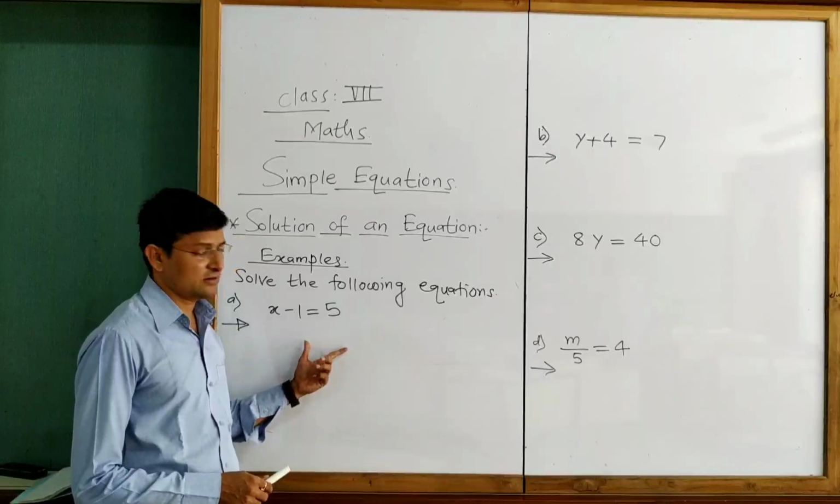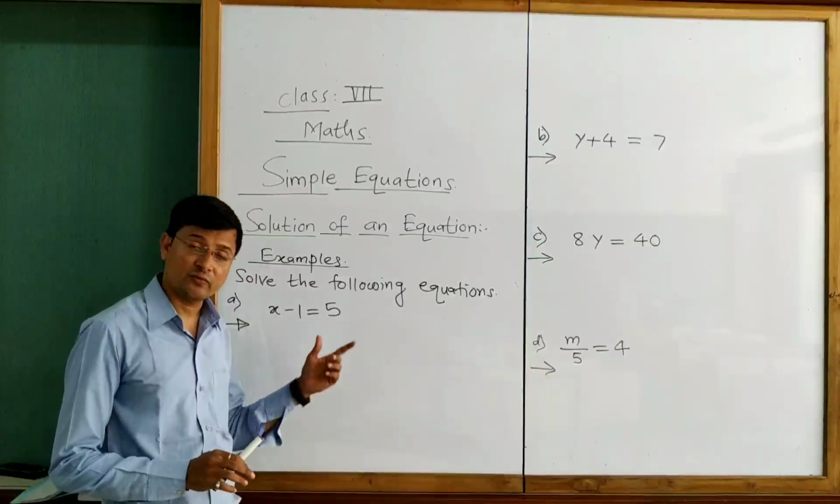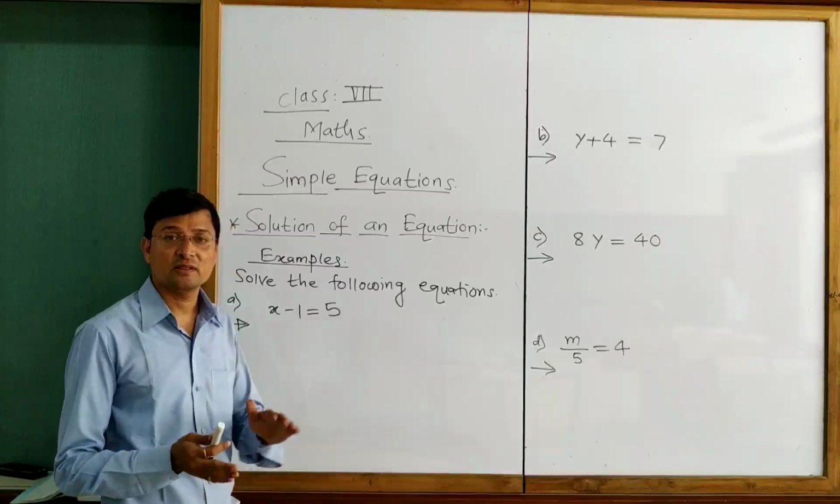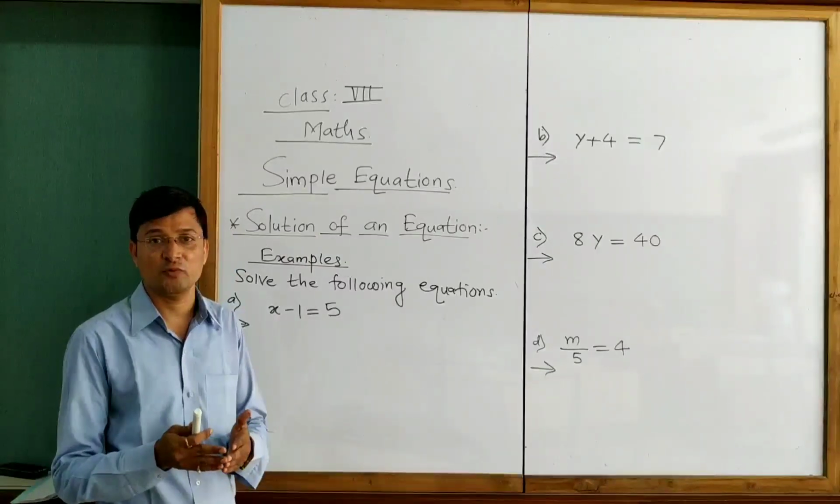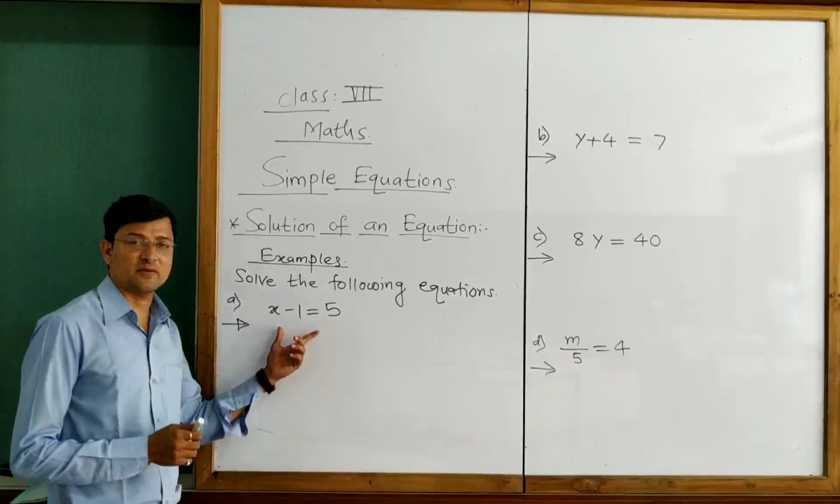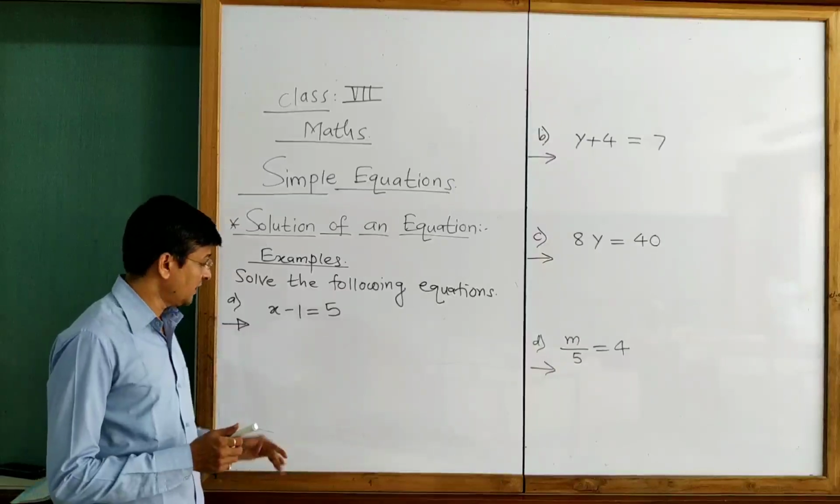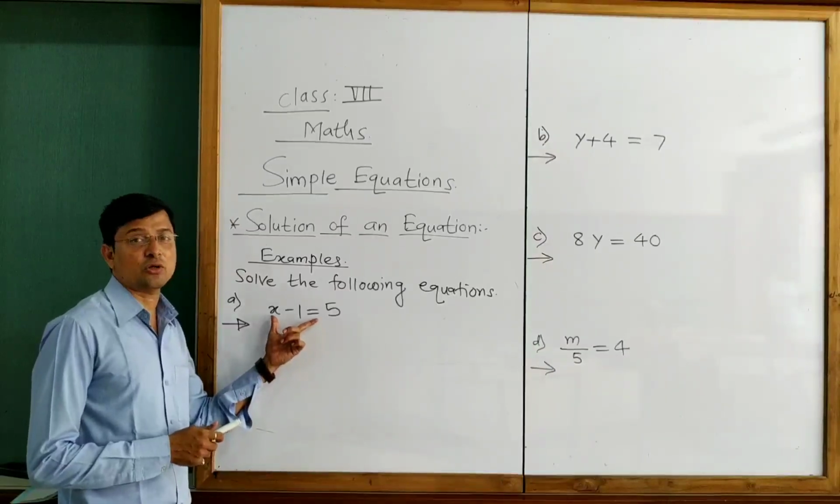That means we have to find the solution of this given equation, and to find the solution we use the previous rule. That means how we transpose the terms from one side to the other side. The first equation is x minus 1 is equal to 5. We have to find the solution of this equation.